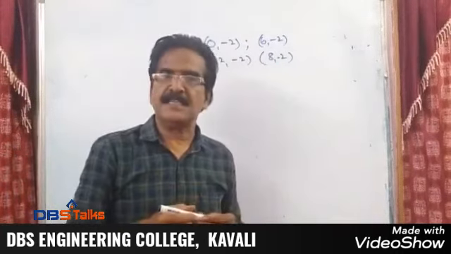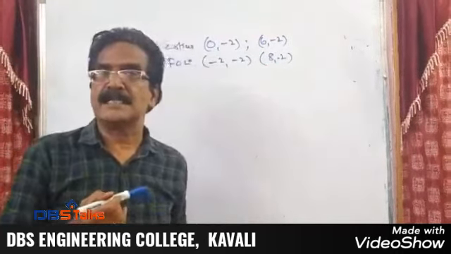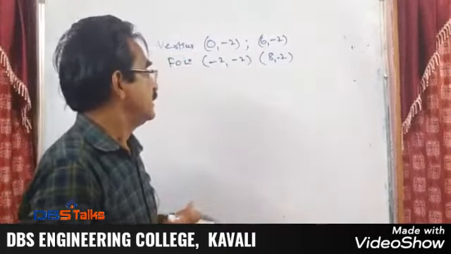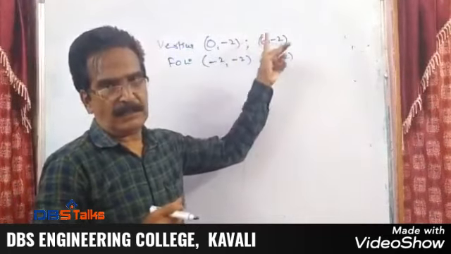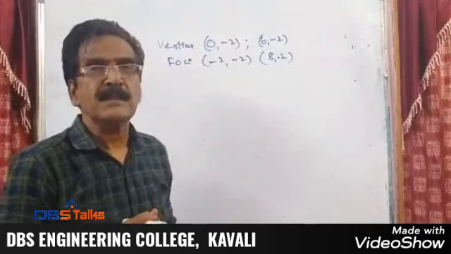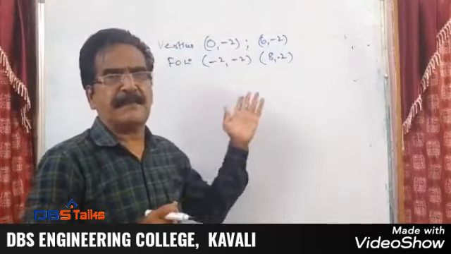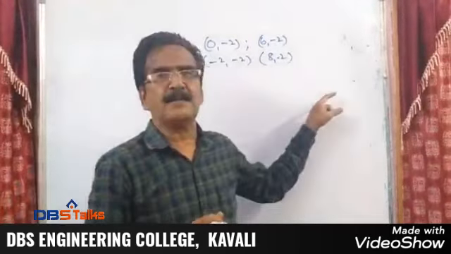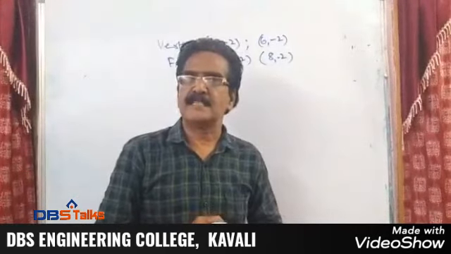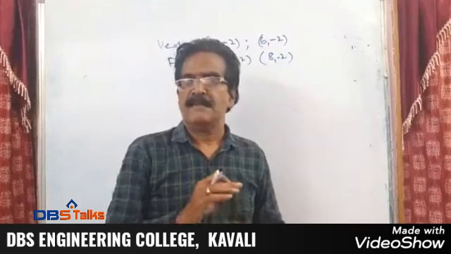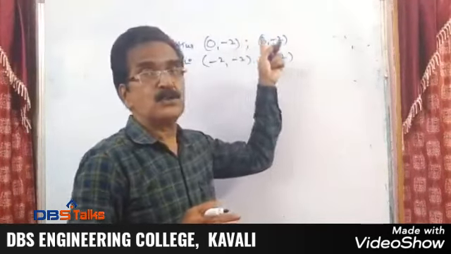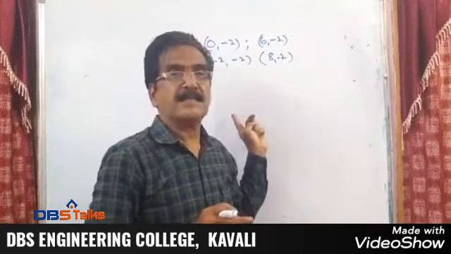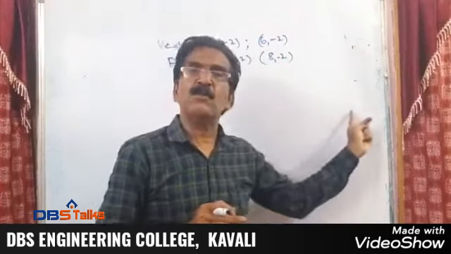So here the center is not the origin. The center is (h, k). Of course, here the y coordinates are equal. When the y coordinates are equal, this is the (±a, 0) type. That is, the transverse axis is parallel to the x-axis. When these two are equal, the y coordinates are equal, then the transverse axis must be parallel to the x-axis.